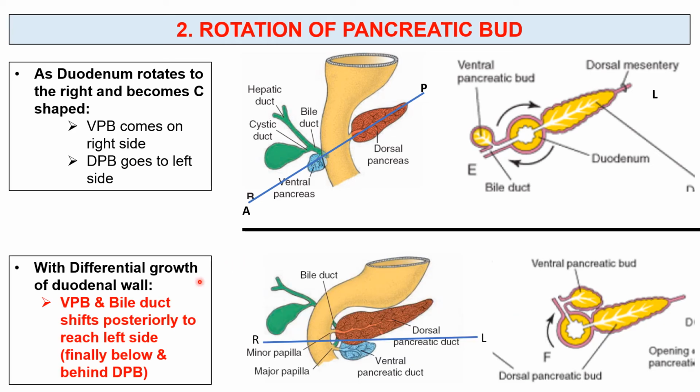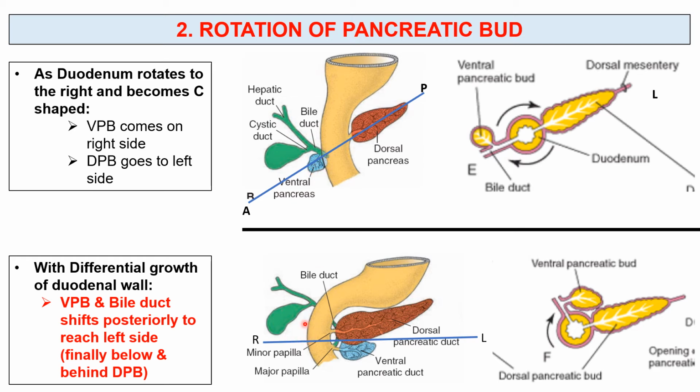The second change that is taking place in the duodenum is the differential growth of the duodenal wall, which is similar to the stomach's differential growth. So all the regions of the duodenal wall are not growing at the same rate. Because of that, the ventral pancreatic bud, which was initially on the right side, shifts along with the bile duct. So this is the bile duct and this is the ventral pancreatic bud. Both were on the right side of the duodenum.